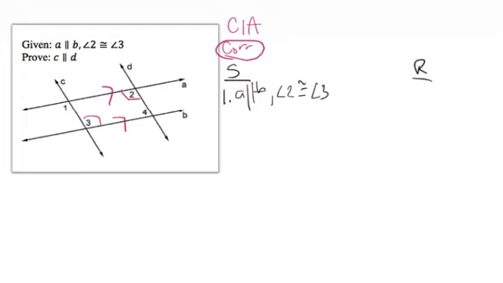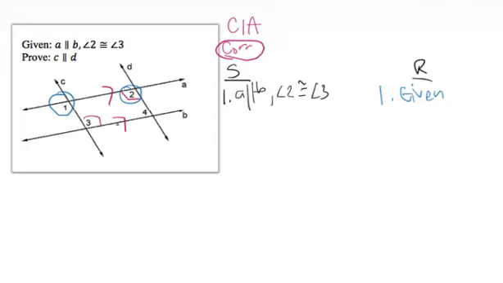Why is this? Let's do a different color. Over here, why is this? It's given. Next, this is what I want to show. I want to show 1 and 2 are congruent. If I can show that, then I can use the converse of the corresponding angles theorem. So what could I do? How can I show that's congruent?